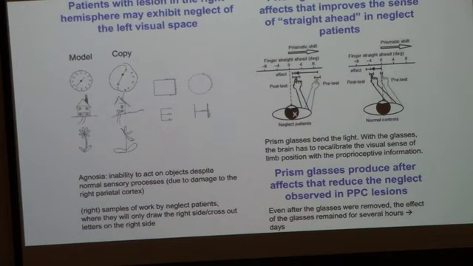And what's cool about this is that the effect lasts for a while. It's not just while they were wearing the glasses, but rather it stayed for a few hours a day.